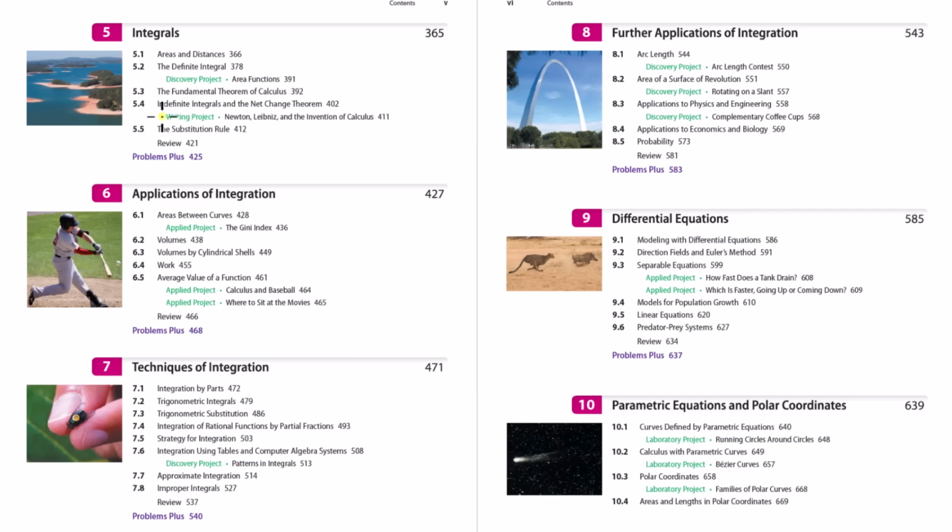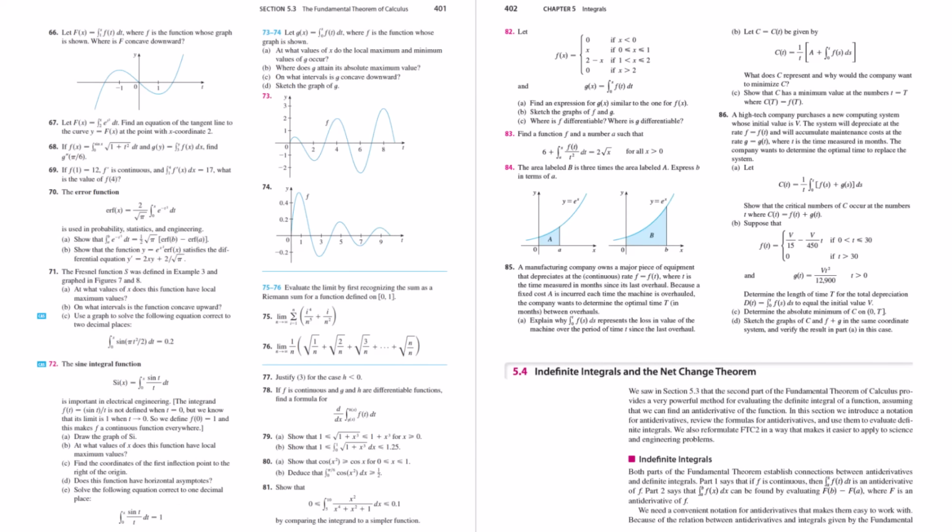In this video, we're going to go through section 5.4, which is mainly on the indefinite integral, but we're also going to talk about the net change theorem. All right, the indefinite integral. So you've got the definite integral, and then you have the indefinite integral.